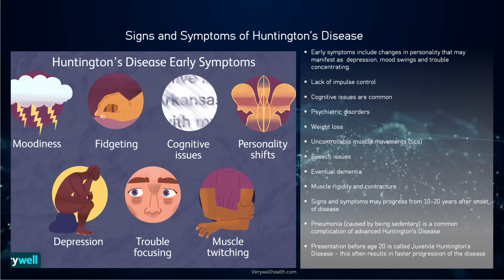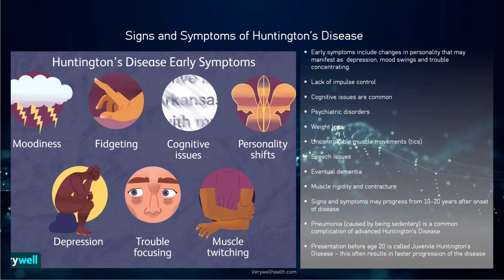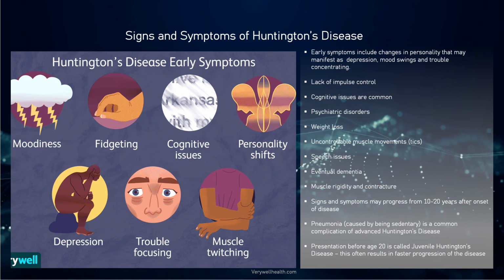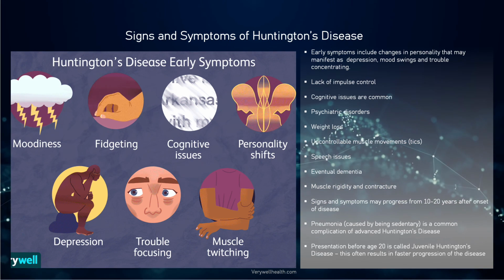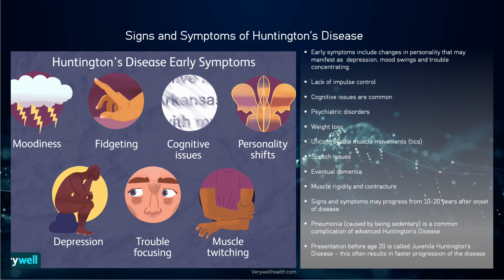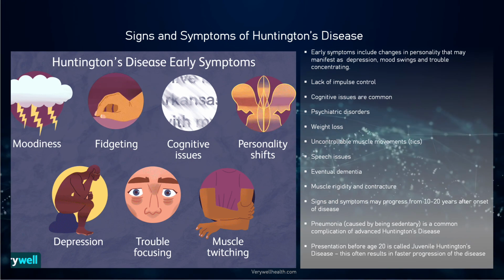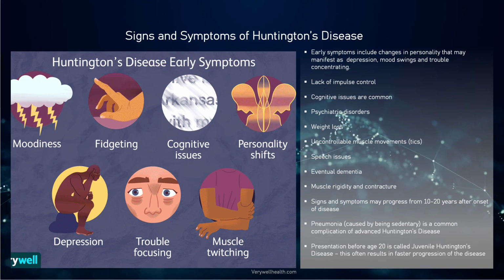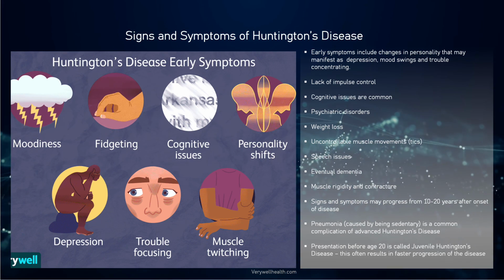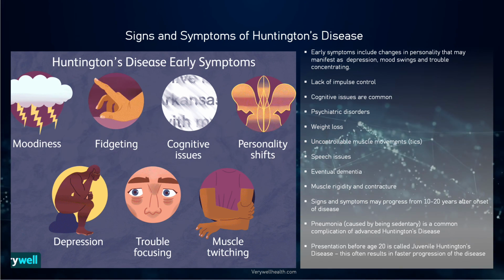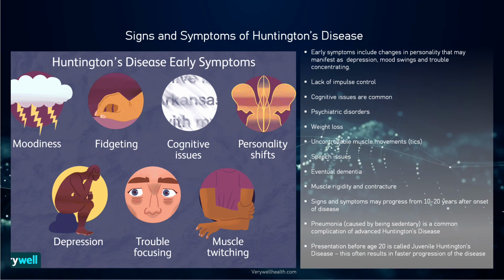Weight loss can occur. Uncontrollable muscle movements called tics often occur. This can all lead to speech issues, and as the disease advances, the person can experience dementia. People with Huntington's disease often experience muscle rigidity and contracture, and the signs and symptoms may progress from 10 to 20 years after diagnosis. So it's not a very quick disease typically, except that presentation before age 20 is called juvenile Huntington's disease, and this often results in a faster progression of the disease.